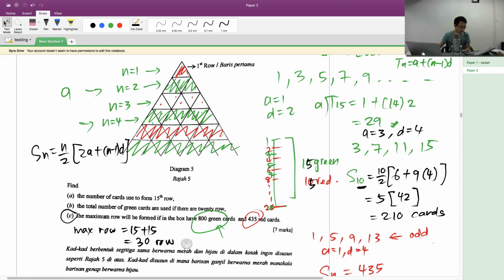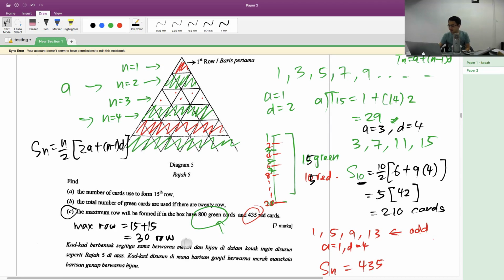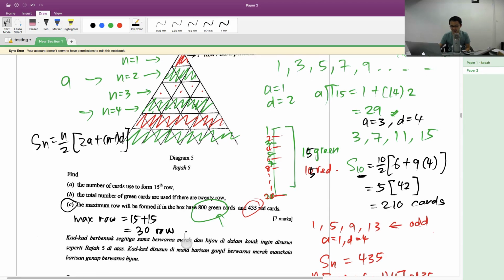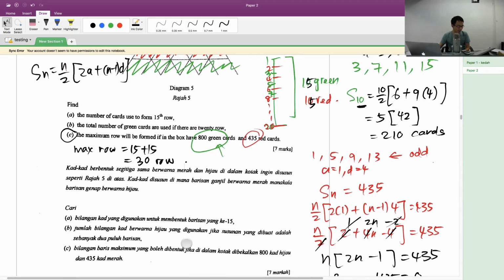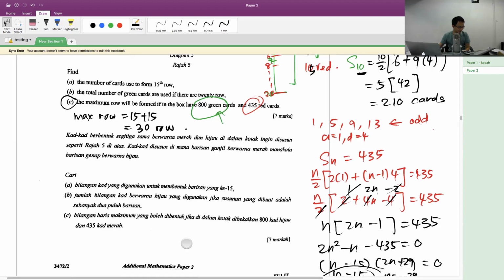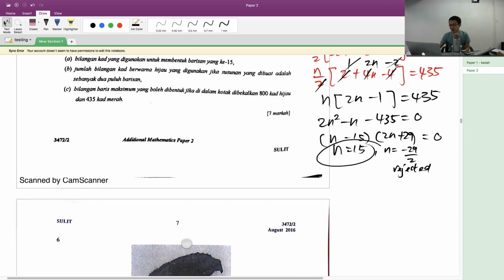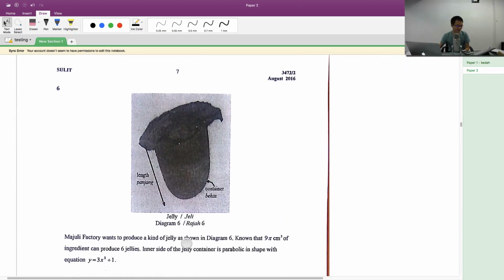Yeah, I hope they won't be too confused. This question is a little bit hard. You have to think a lot in order to do this one. Okay, if no problem, then I move on to this one.